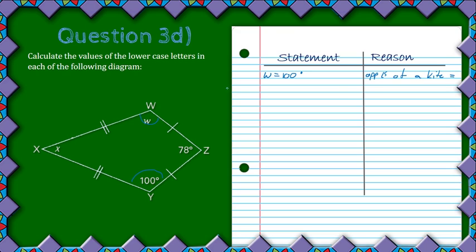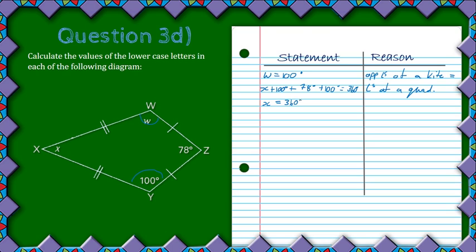Equal. Right. Then remember, a kite is also a quadrilateral, so that means that all the angles will add up to 360. So x plus the 100 plus this 78 plus that 100 all will equal 360 degrees. My reason is angles of a quadrilateral. And then solving for x is quite simple. We just take everything over to the other side.